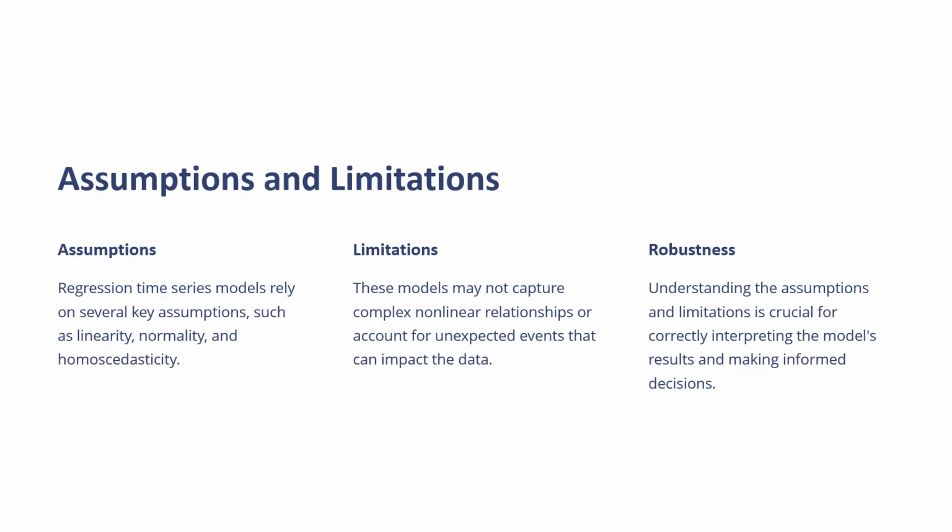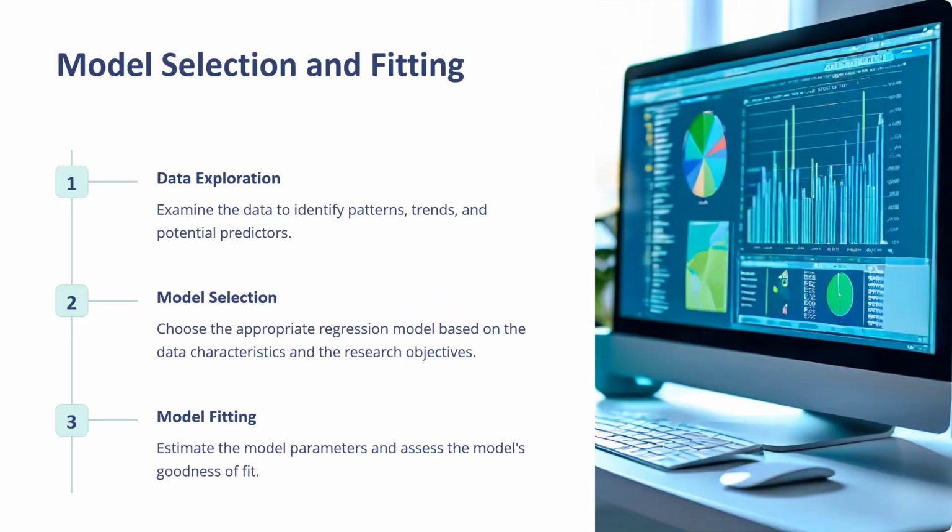What are the assumptions and limitations of the regression time series model? Number one, assumption. Regression time series models rely on several key assumptions such as linearity, normality, and homoscedasticity. Limitation. This model may not capture complex nonlinear relationships or account for unexpected events that can impact the data. Robustness. Understanding the assumptions and limitations is crucial for correctly interpreting the model's results and making informed decisions.